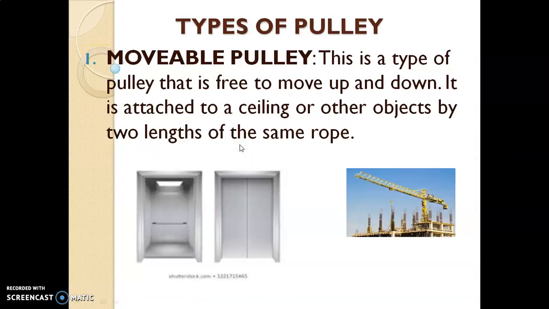The second type of pulley we want to consider is movable pulley. This is a type of pulley that is free to move up and down. It is attached to a ceiling or other objects by two lengths of the same rope. As the name connotes, this kind of pulley is free to move up and down. Examples are the lifts or the crane. The lifts and the crane are examples of movable pulley.